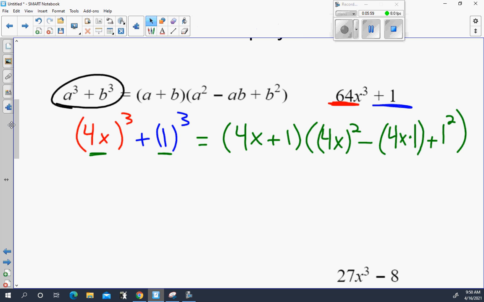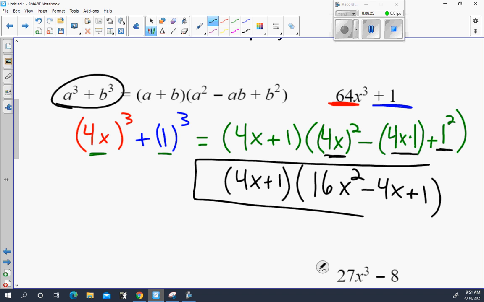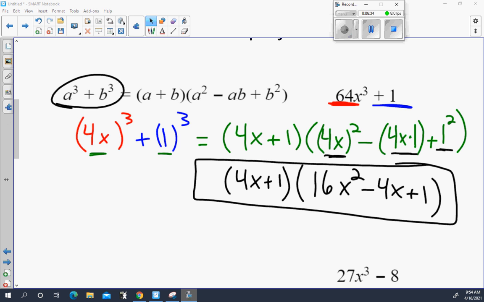Okay. Now, can we simplify? We can't simplify 4x plus 1, so that's just going to stay there. We can simplify (4x) squared, right? What's 4 squared? That's 16. What's x squared? It's x squared. How about right here, 4x times 1? That's just 4x. And then 1 squared is 1. That is our perfect cube simplified, okay? We're going to leave it in this form when we're doing the difference of perfect cubes. If I simplified this trinomial on the right, it would be a mess. So we're going to leave it right there.